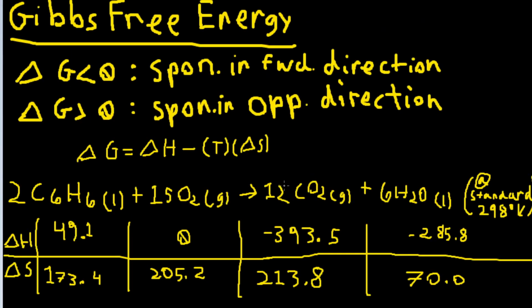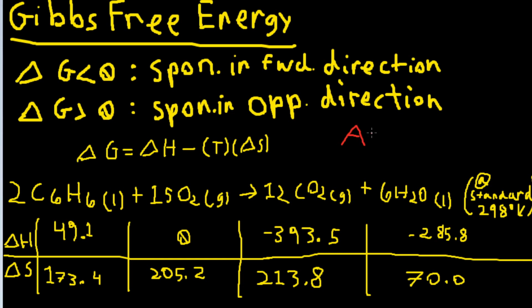So now we're going on to Gibbs free energy, and this parameter is a bit different than the last two that we've done. When the Gibbs free energy of a reaction is less than 0, that means it will be spontaneous in the forward direction. And if it is greater than 0, it will be spontaneous in the opposite direction.